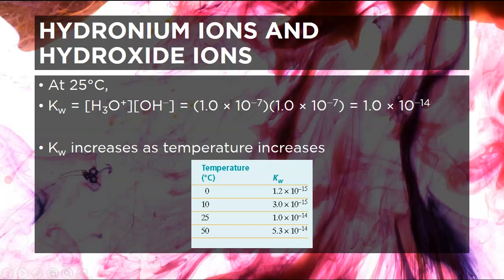Notice it changes at different temperatures because it'll ionize differently. It ionizes more at higher temperatures. So we see that value go up if I heat up the water. But in general, Kw is going to be 1.0 times 10 to the negative 14. The 14 and the 7 are kind of important, as we'll see.